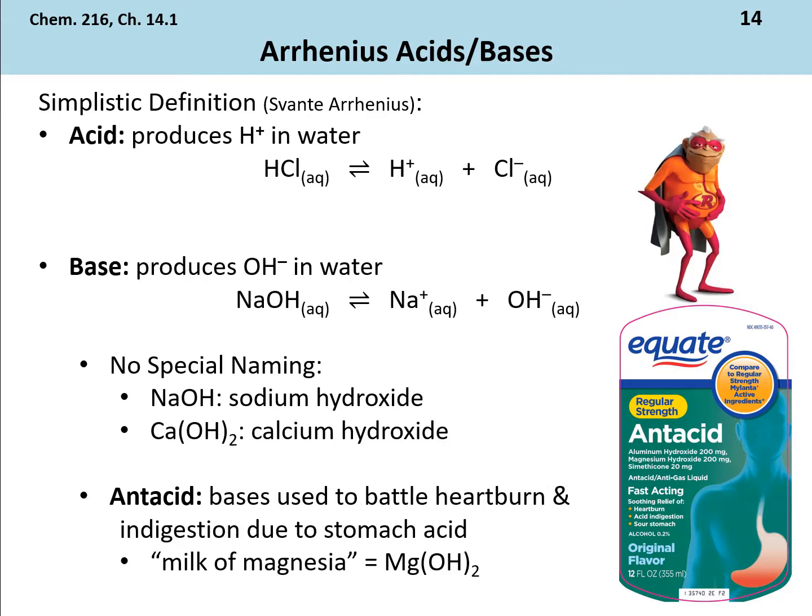All right, bases. Bases produce OH-, and we don't necessarily have special naming. For instance, NaOH is just sodium hydroxide. Ca(OH)2 is calcium hydroxide. Bases are also known as antacids. Think of antacid as being anti-acid. If I have heartburn, that means that stomach acid is coming up from my stomach, and what do I do? I put in a base there to fight it.